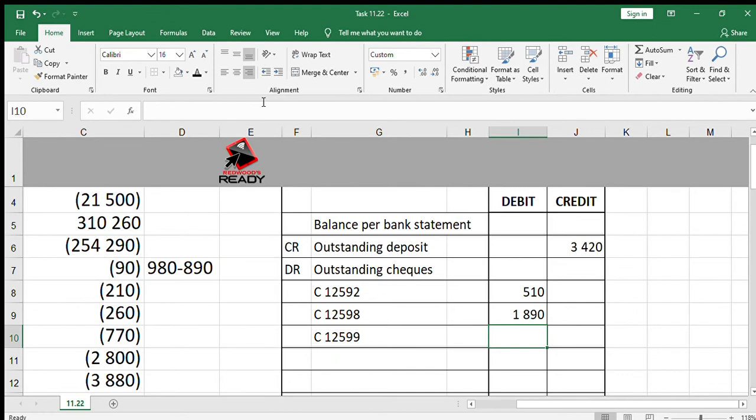But this is the post dated check which is issued. And if you remember, post dated checks which are issued will be outstanding on the bank recon until the date comes.